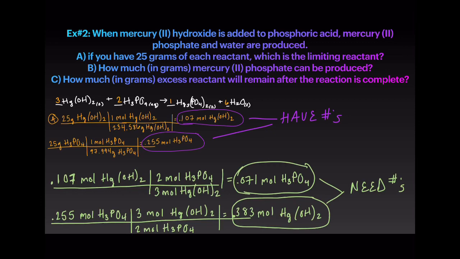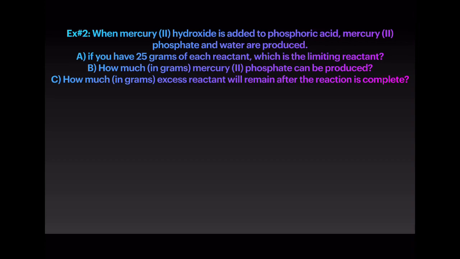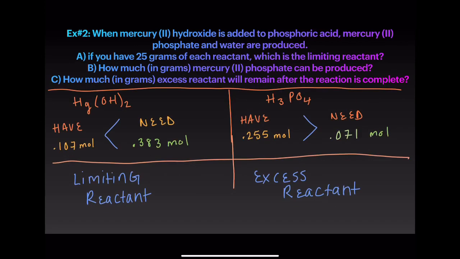So the need numbers are in green. The have numbers are circled in purple but written in orange. It's a pretty colorful video this time. And now we just have to look at those numbers and figure out which one's the limiting and which one's the excess. So as you can see, my limiting reactant is going to be the mercury 2 hydroxide.